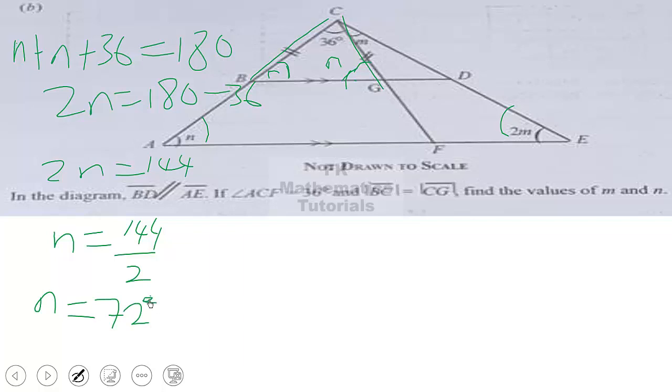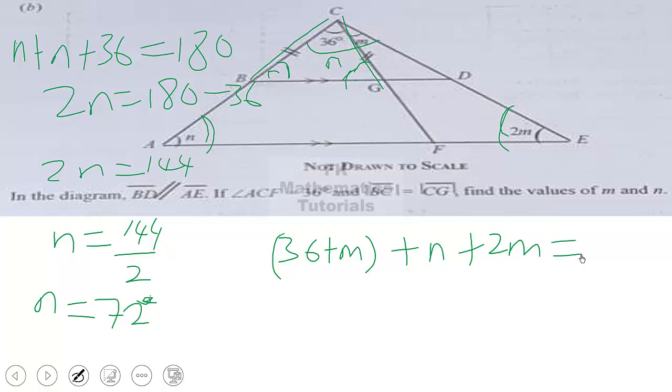Now we have to find the value of m. So if you pick this whole angle here, it will be 36 degrees plus m. Then we add it to this angle here plus n, then plus 2m. This is the sum of interior angles of triangle ACE. So that will be equal to 180 degrees.